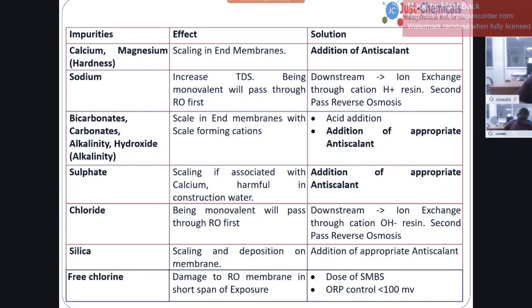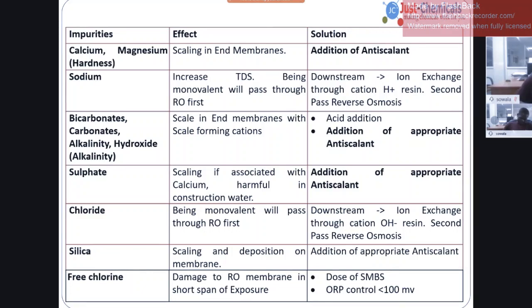So silica is again a scale-forming compound. Remember, if the silica is up to 200 or 250 ppm in the reject, it is manageable with chemical addition. But if the silica is higher than 250 ppm in the reject, then it is absolutely difficult for anybody to control. Silica scaling will happen in the tail end membranes or in the second stage membranes.